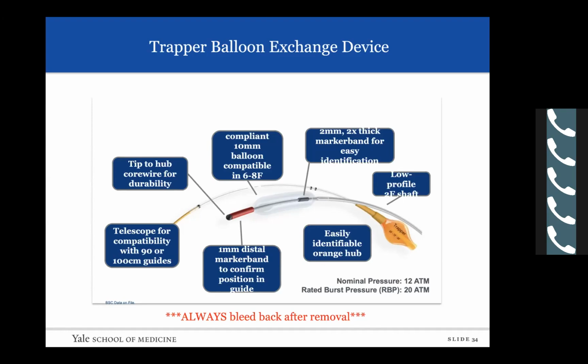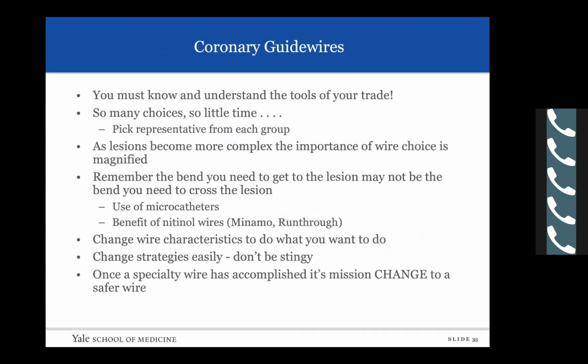So I'm going to get to coronary guide wires here. So this is kind of the tools of our trade and the basics of how we get to and do things. There are probably 100 or more choices that we may even have available here. Most simple lesions, the wires are so advanced and so good now that the choice of wire is probably not that important. But as the complexity of the lesions increases, the importance of wire choice then becomes magnified.